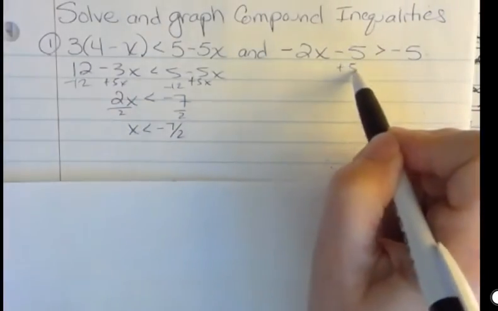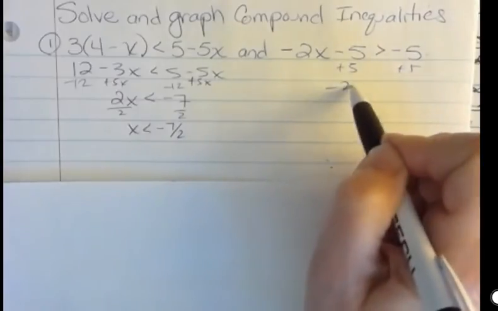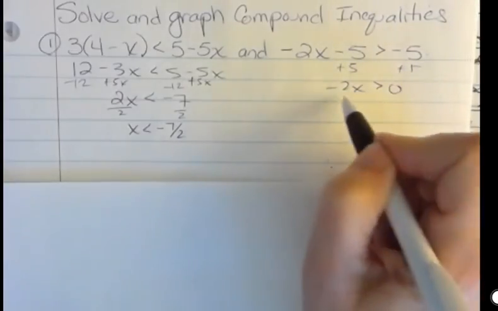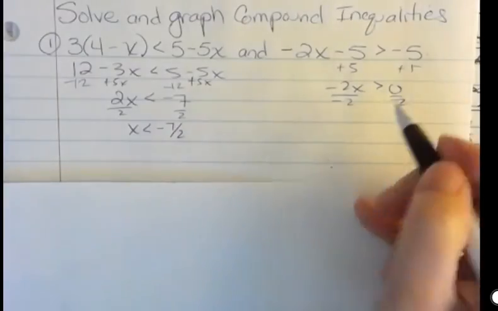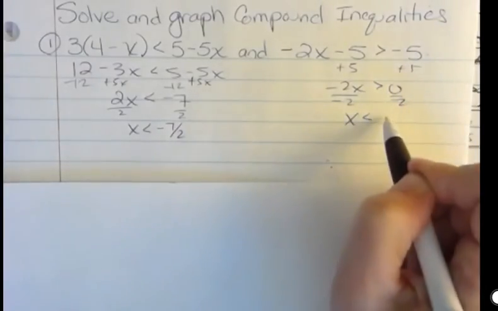And the other one, I'm going to add 5 to both sides and get negative 2x is greater than 0 and divide both sides by negative 2. Because I divided by a negative, I'm going to reverse the direction of the arrow.